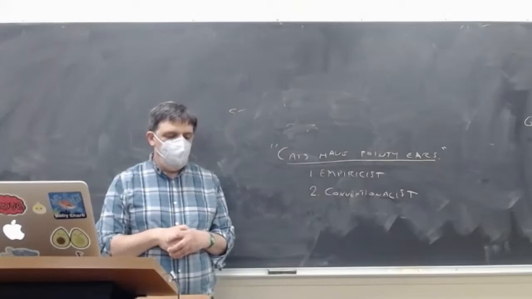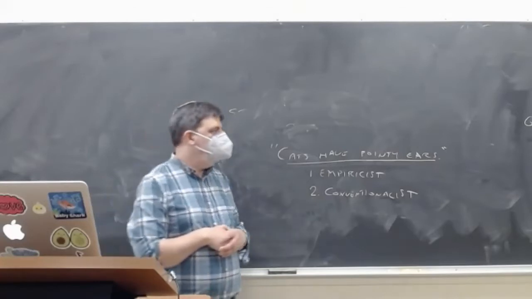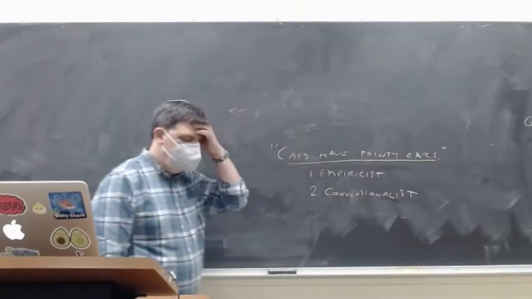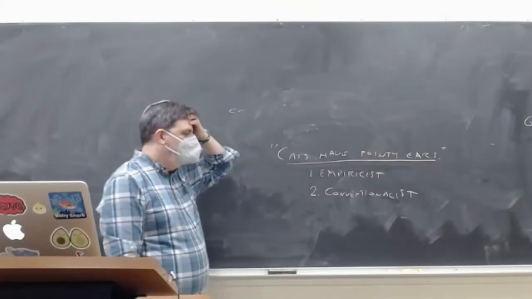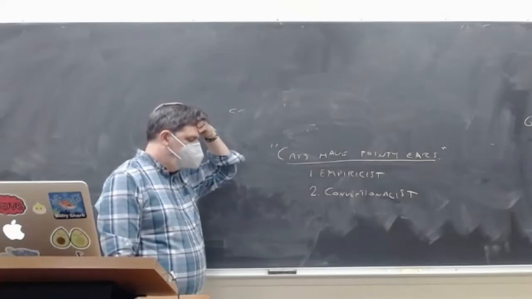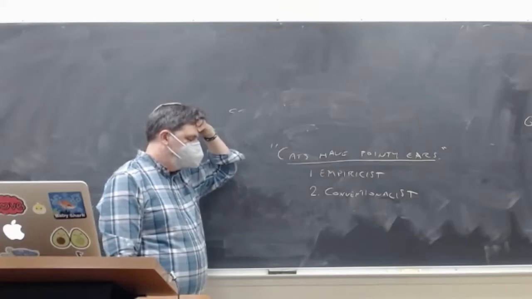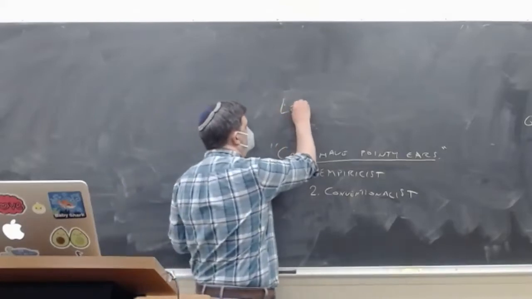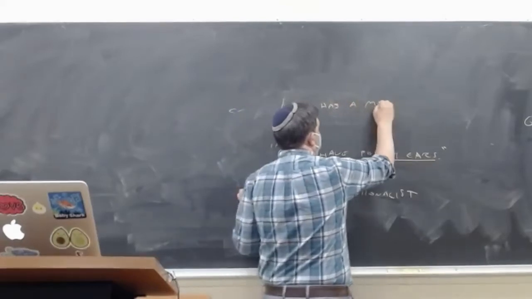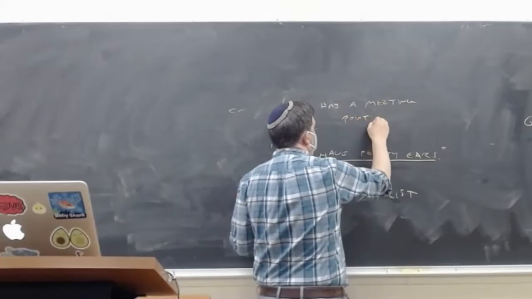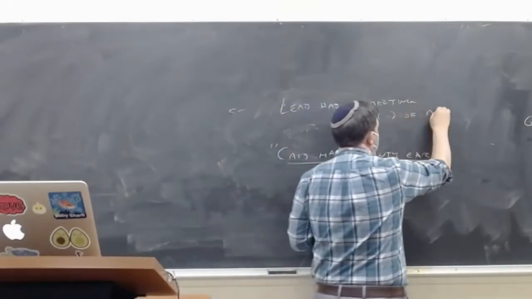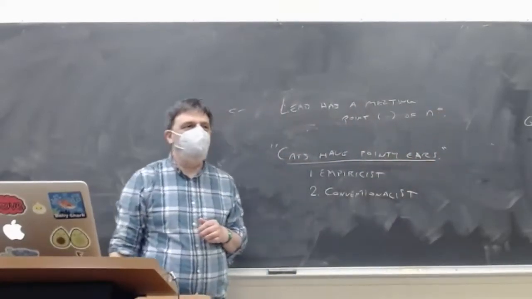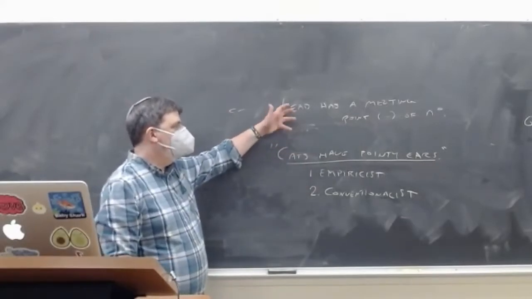Well, like I said, that's why maybe I should have used a much simpler example. This example raises other problems, but I'm sure I can't think of an example that doesn't raise any problems. Here's an example that Popper uses: lead has a melting point, at standard pressure, whatever the number is, n degrees. Here you can see it's not so complicated.